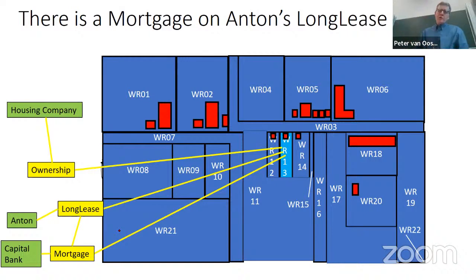Okay, but to buy the long lease on parcel number 13, Anton did not have enough money, so he did go to the bank and he got a mortgage. And the mortgage is a restriction on the long lease, and it's attached to the same parcel. So here we have again the same doubt I had before.